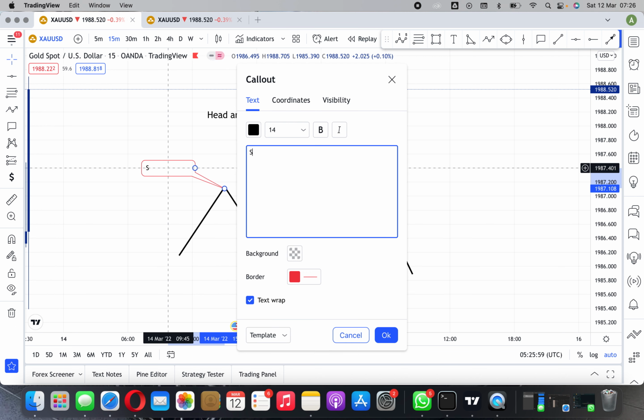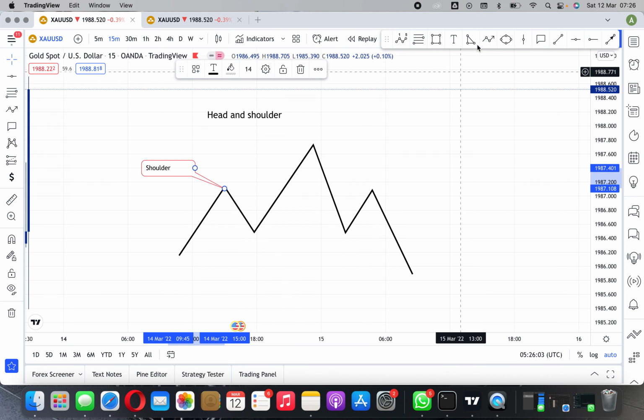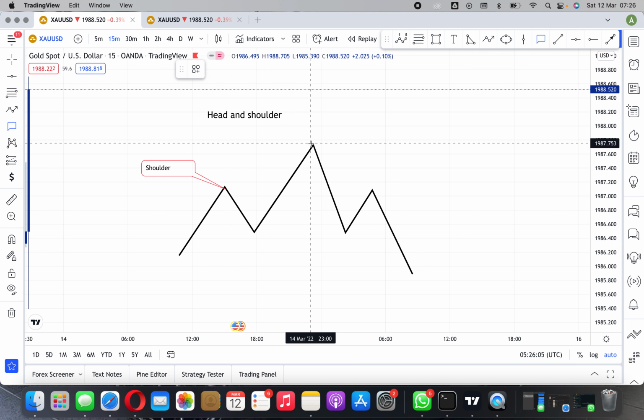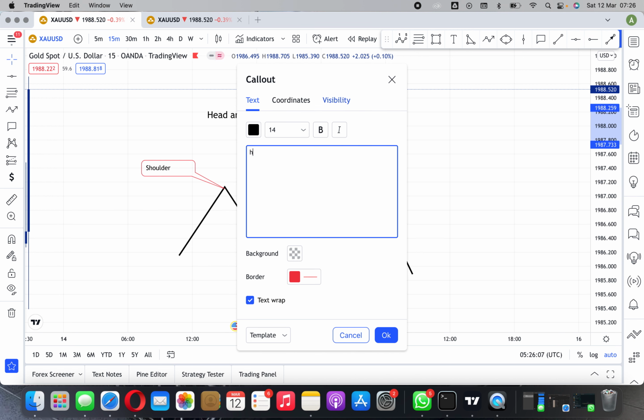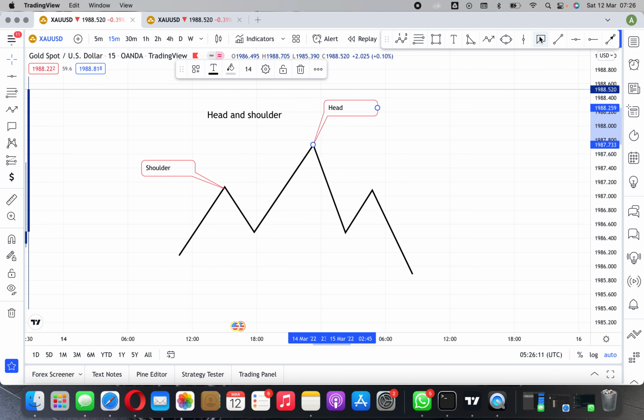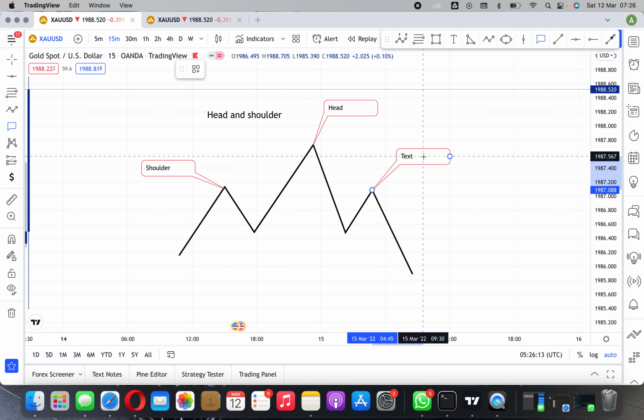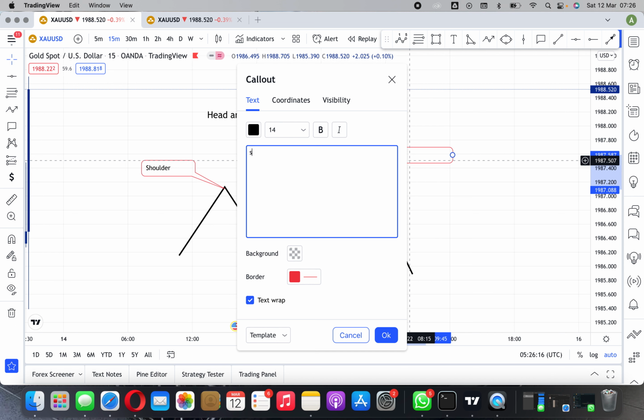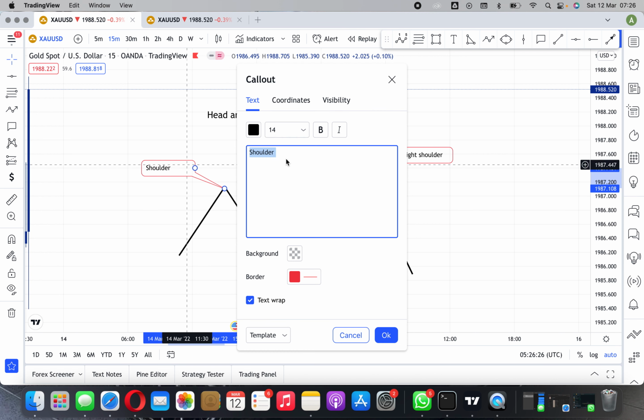Then we have this as the shoulder. We have this as the shoulder. We have this as the head. And we have this as the shoulder as well. We call this the left shoulder, the right shoulder, sorry. Just like we have it in our body.